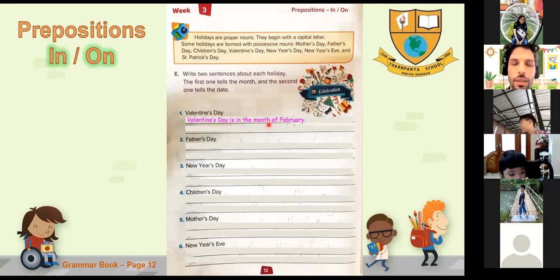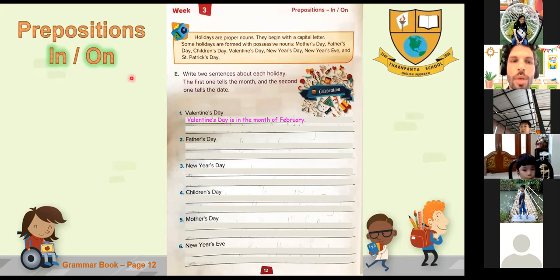Write this one and then start thinking. For the second one, we need to write the date. I told you Valentine's Day is in February. I'm not going to tell you the exact words, but it's February 14. The date for Valentine's Day is February 14.